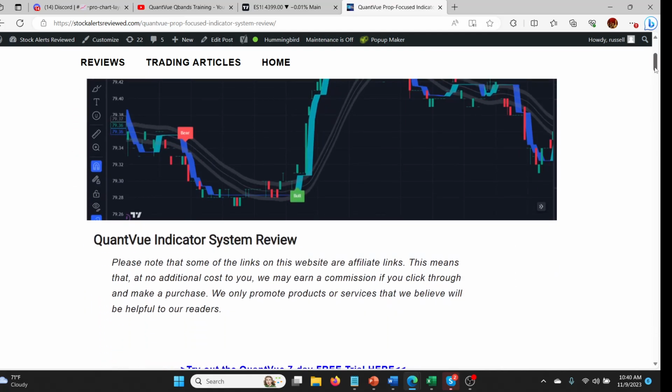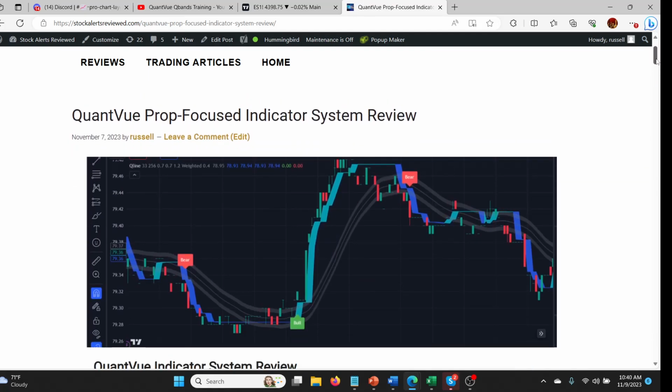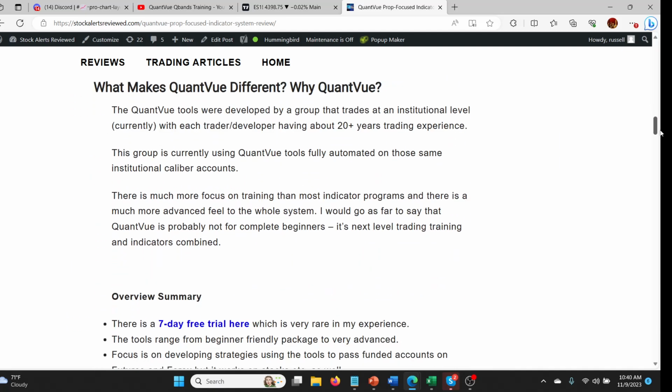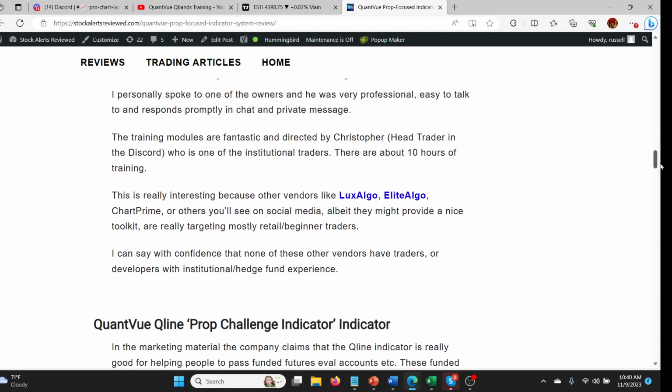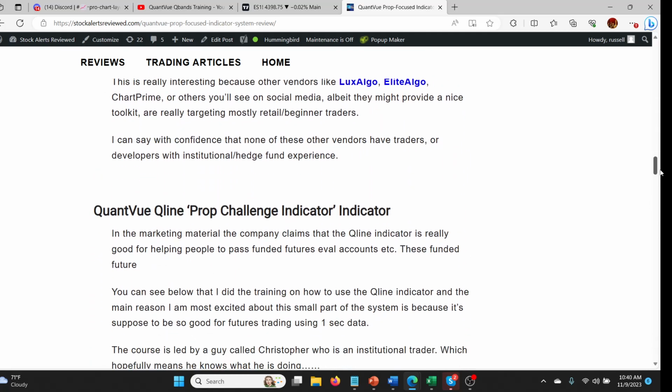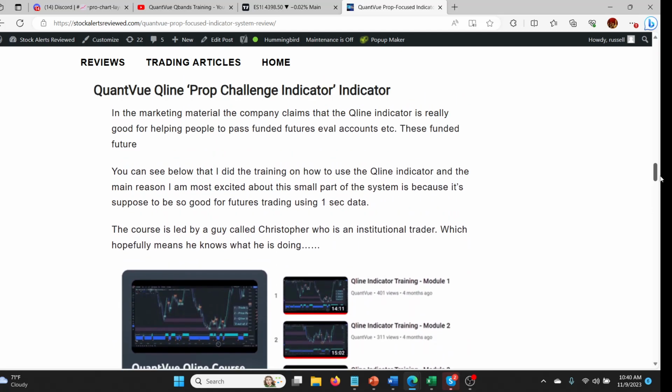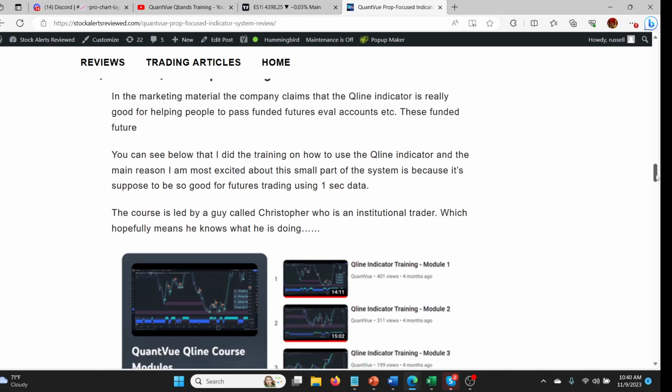This is where I'm going to put all my thought processes, like what I've really found through looking at this indicator system, this QuantVue prop oriented indicator system. I've learned a few things. For the first time ever, I've managed to start looking at 1 second data. It kind of encouraged me to upgrade my TradingView account, which has been a lot of fun. And it's always cool to do new things.